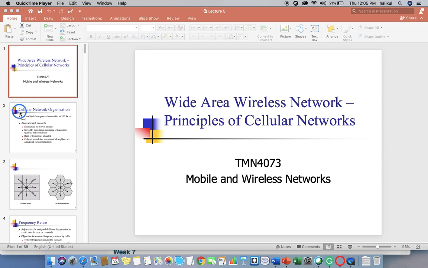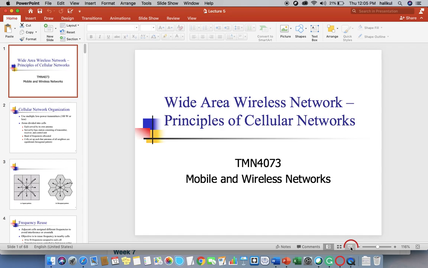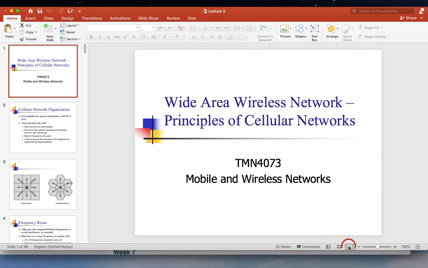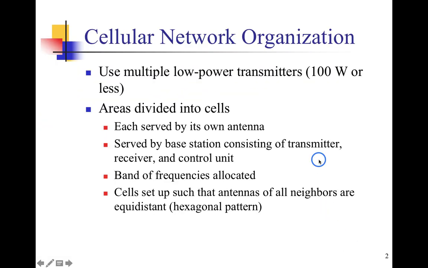Right. This one is lecture 4, wide area wireless network, principle of cellular network. So we begin with what is cellular network organization. As we understand, it uses multiple low power transmitters, which is 100 watts or less. This is what is called a cellular network.